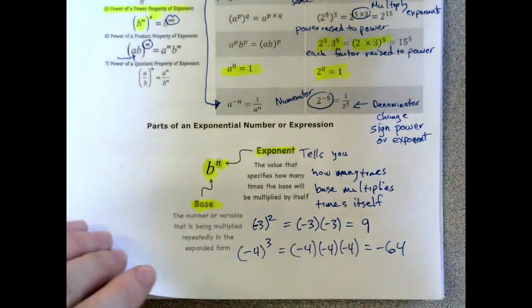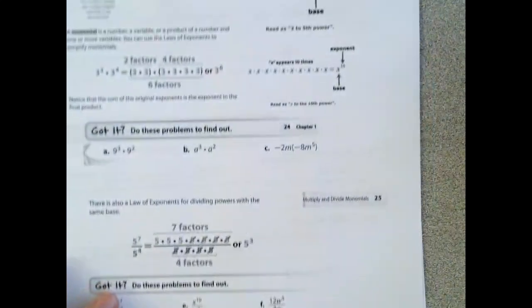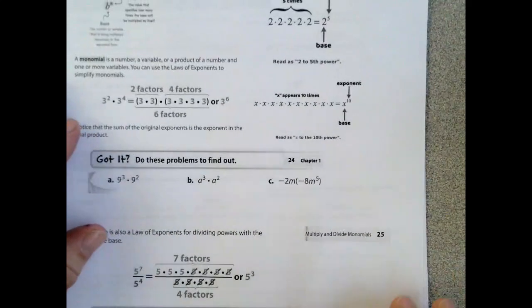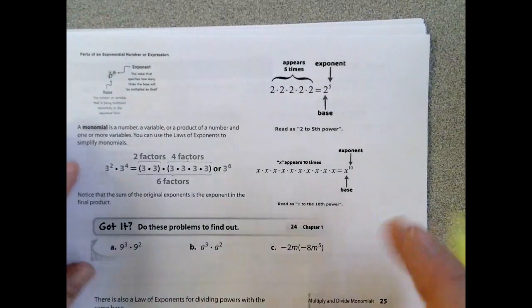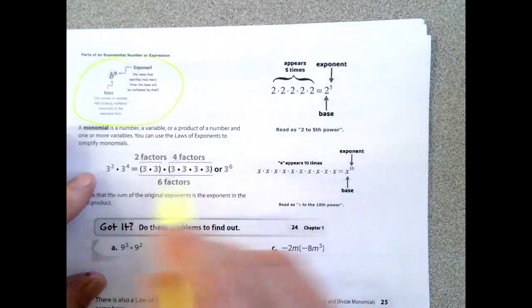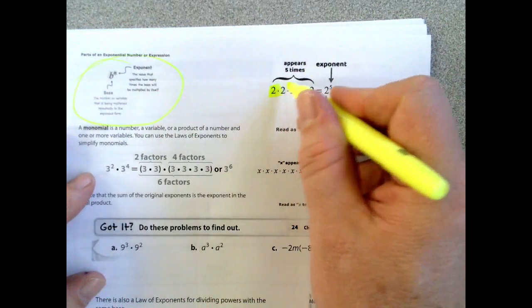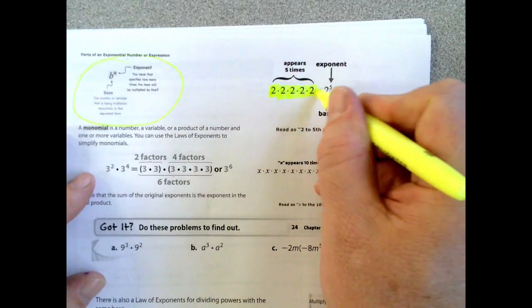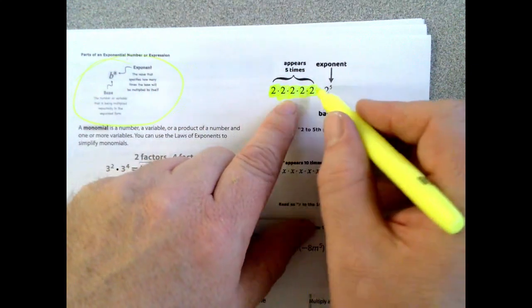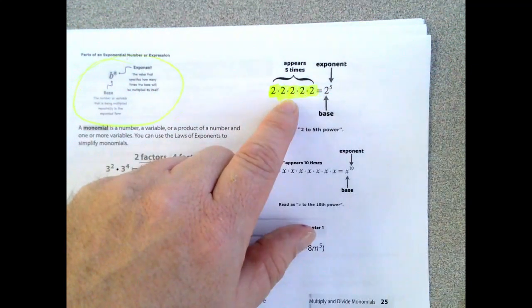Okay, let's take a look at the next. Just a few more examples of kind of a review. The same thing that we just looked at. Here is 2 times 2 times 2 times 2 times 2. That's a lot to write out. Expanded, we call this expanded.